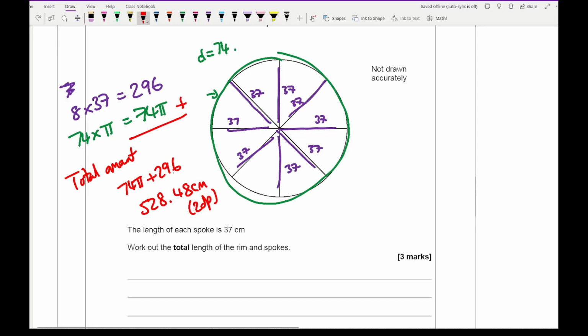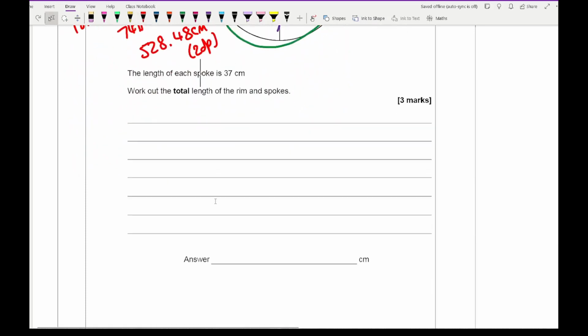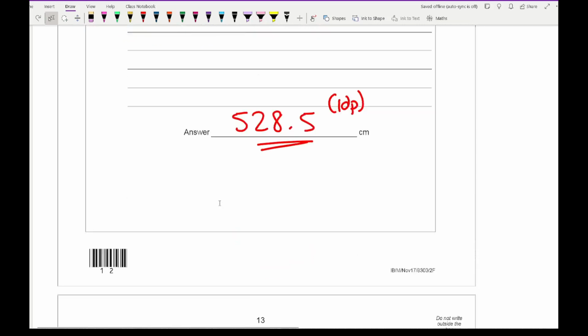Now, I would probably leave my answer as that, or you can do any form of rounding. If you wanted to, you could leave it as 528, but just always state what you've rounded it to. So I'm going to go for 528.5, and that's to 1 decimal place.